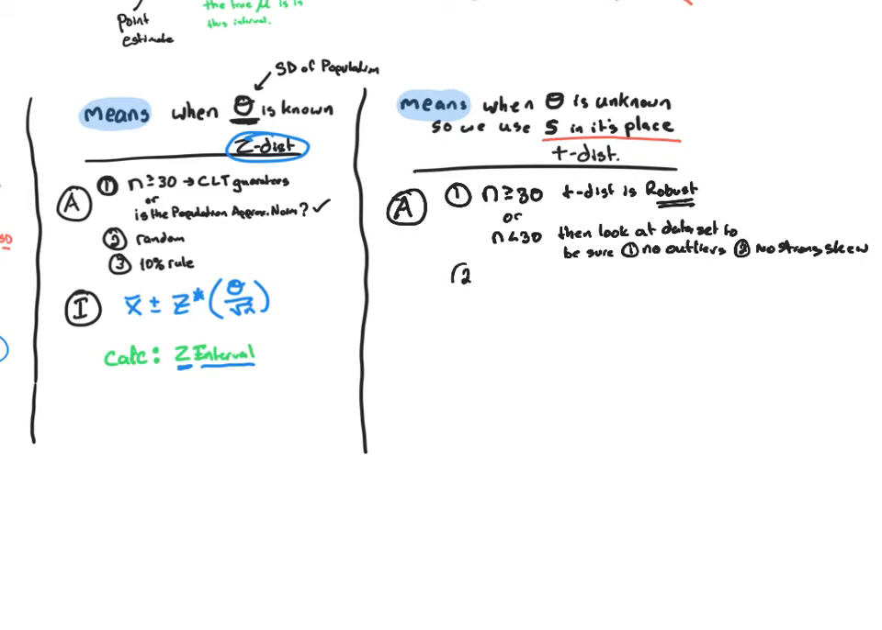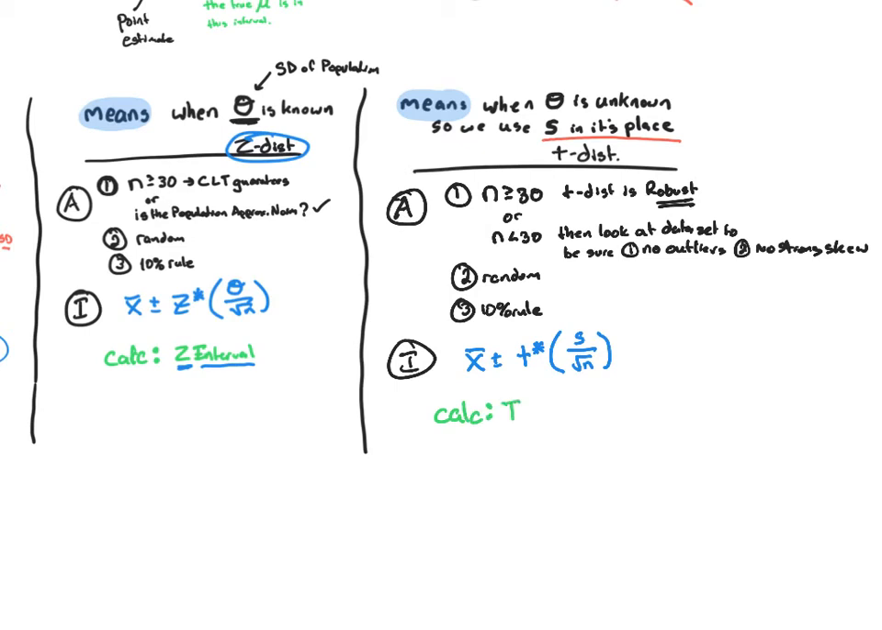And then two, still go for the random. And three, let's do the 10% rule on here. Interval calculation. Here we go. X bar plus or minus T star, the T critical value we have to go look up, because I had to use the sample standard deviation. That's why I'm going to put an S there in its place. See how this is super close to what you did earlier, just small modifications.